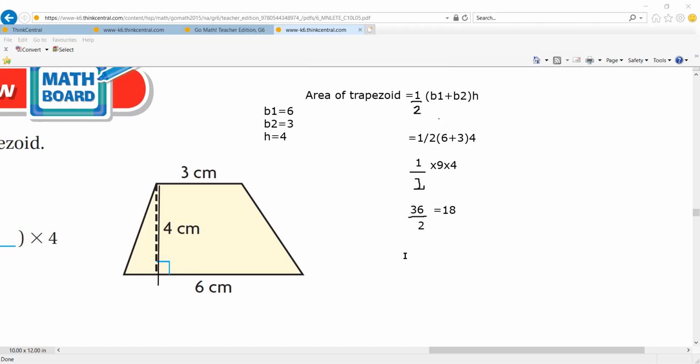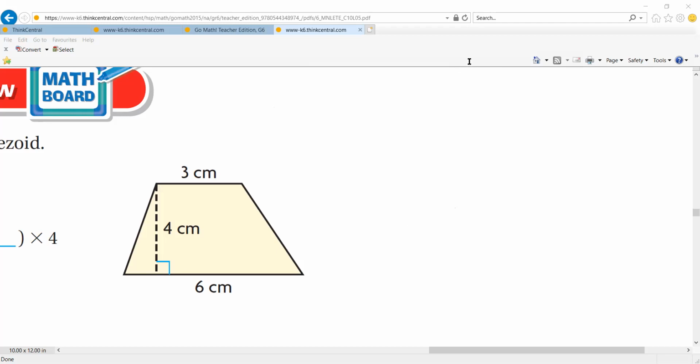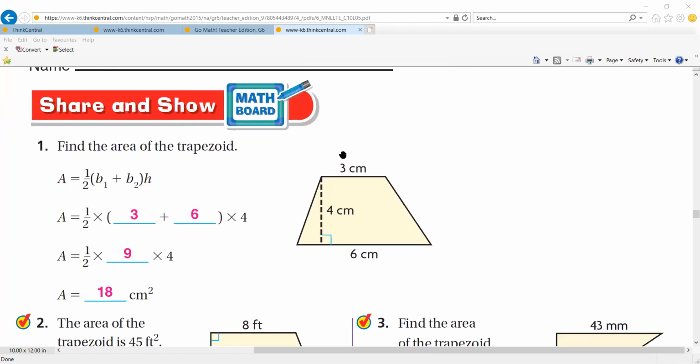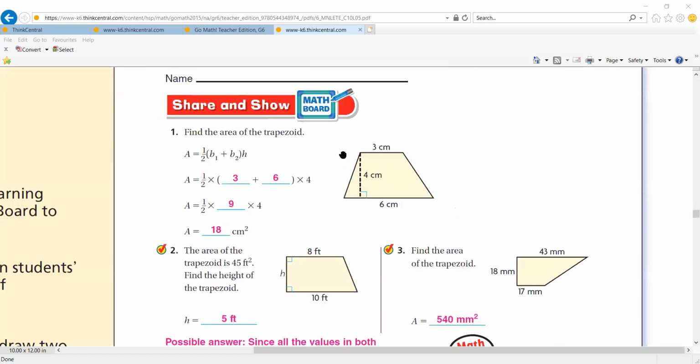Any questions still here? Malak? No, miss. Thank you. Ghalia? Wait, you understood this? Yeah, I added 3 plus 6 and then I got 9. I multiply with 4, I got 36 over 2. That is 18 centimeters square. Never ever forget the cm square. Why cm square? Because cm times cm is cm square.